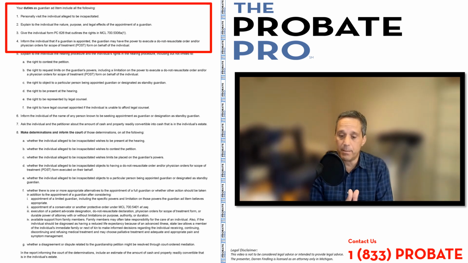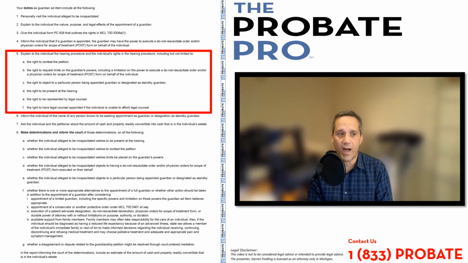So, for example, somebody may not be awake or conscious during the time the visit occurs, but they are now left with a notice of rights that they could read at a later date, as well as other family members or advocates could help them understand their rights that are set forth in the statute. In addition, as we move to paragraph 5, it talks about the rights relating to the hearing on the petition for guardianship, including the right to contest, the right to request limitations, the right to request the particular nominated individual, the right to be present at the hearing, the right to have legal counsel, as well as the right to have a legal counsel appointed if the individual is unable to afford hiring their own lawyer.